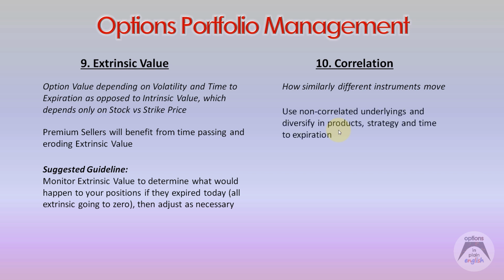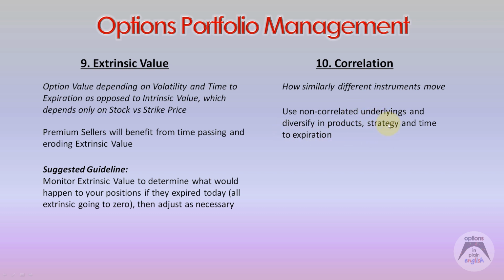Okay. So what you want to do is use non-correlated underlyings and diversifying products, strategy, and time to expiration. We mentioned this. We need to diversify, not only not use one single underlying, use several underlyings. Not only that, use different underlyings in different sectors. And furthermore, diversifying products. Not only should you use tech companies and mining companies, but you should also use some instruments that are not companies, maybe a foreign exchange product that has options, or bonds, or gold, or oil, something that's not related, okay?